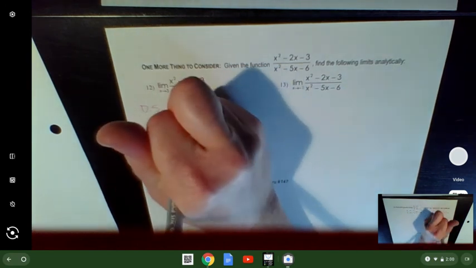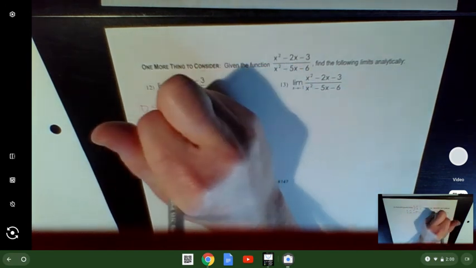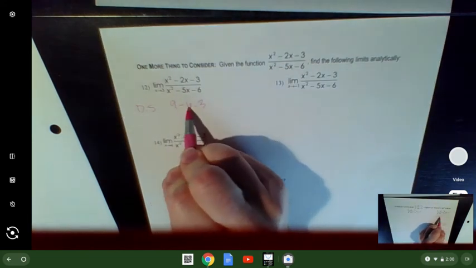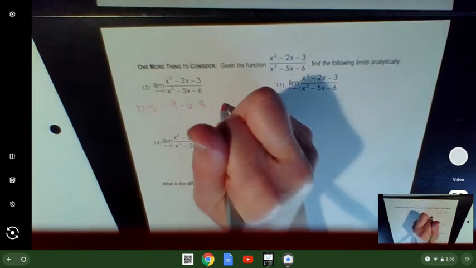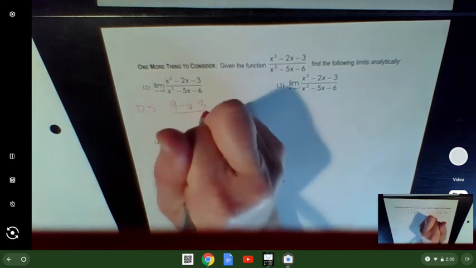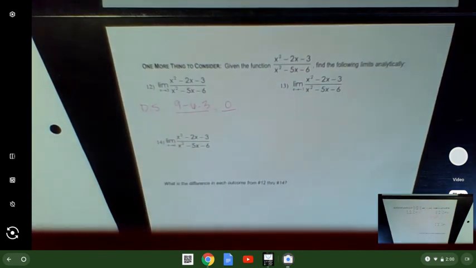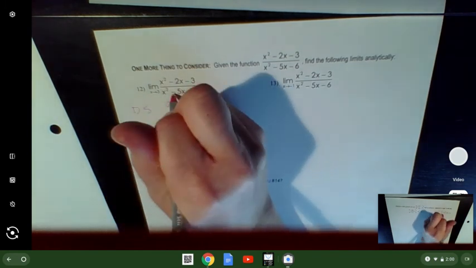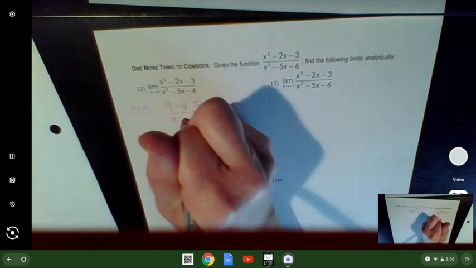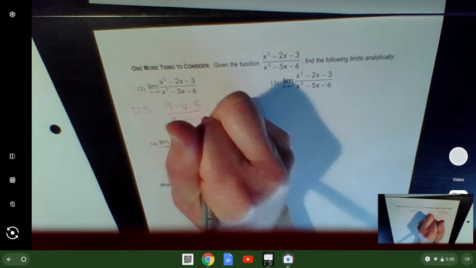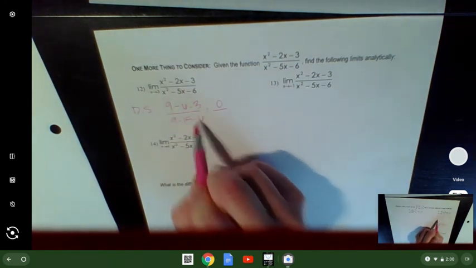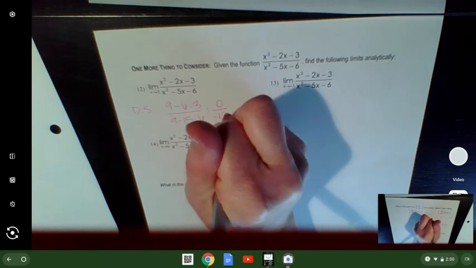3 squared is 9, minus 2 times 3 is 6, minus 3. 9 minus 6 is 3. 3 minus 3 is 0. Again, not enough to tell us it's indeterminate form yet. That's just a 0 in the numerator. In the denominator, 3 squared is 9, minus 5 times 3 is 15, minus 6. 9 minus 15 is -6. -6 minus 6 is -12.